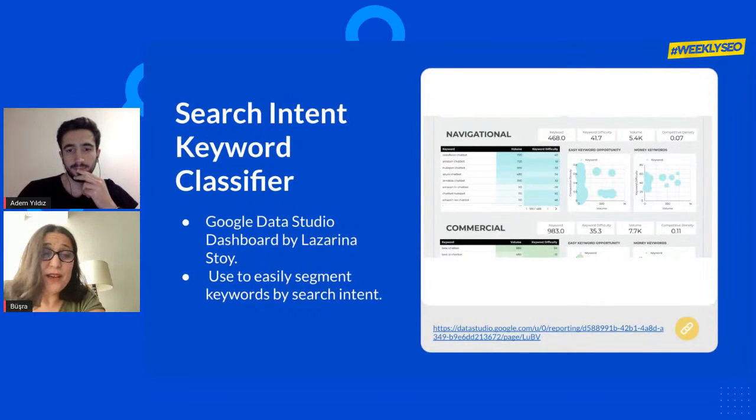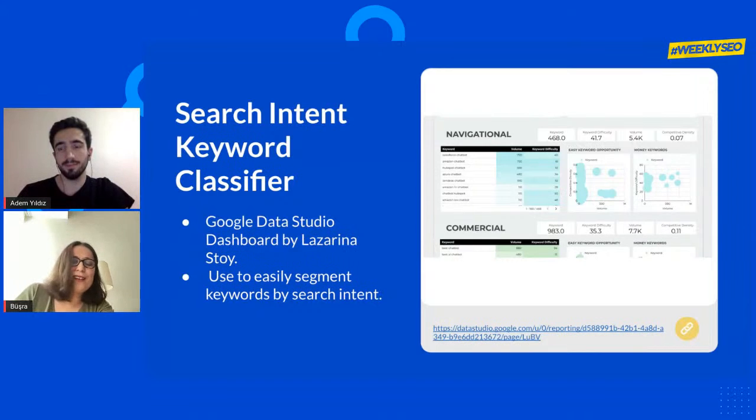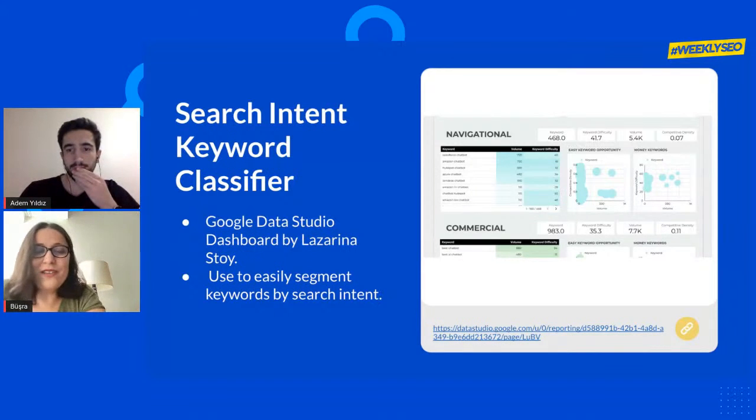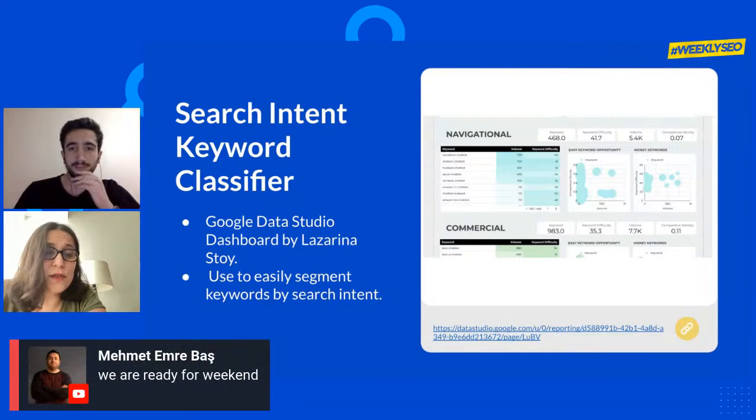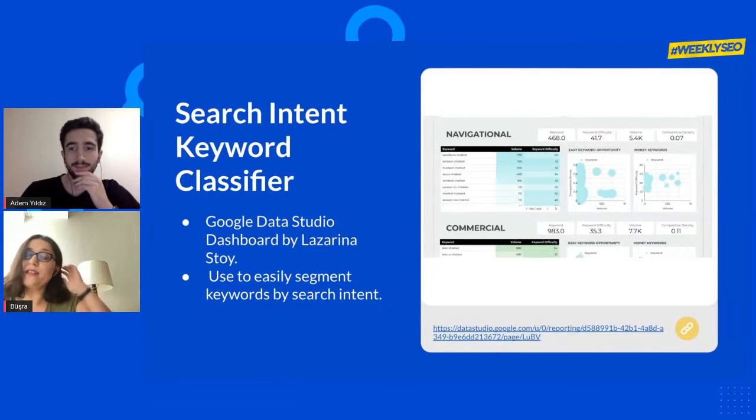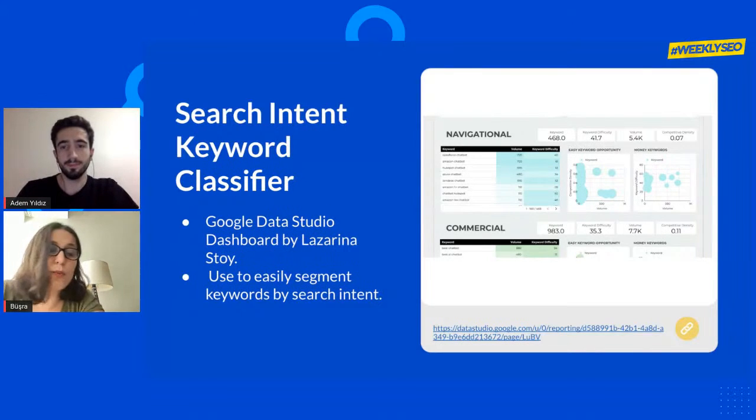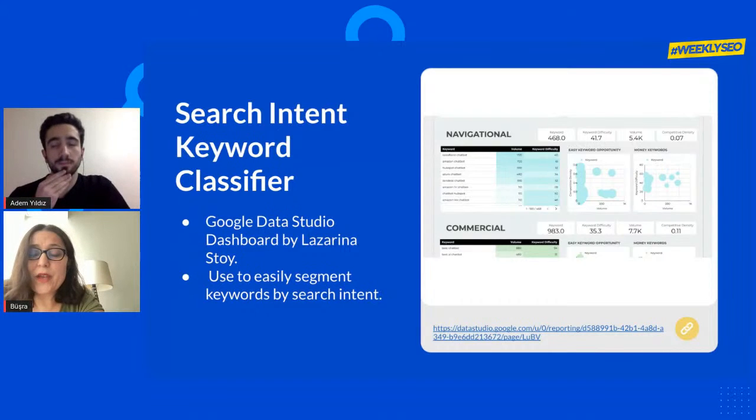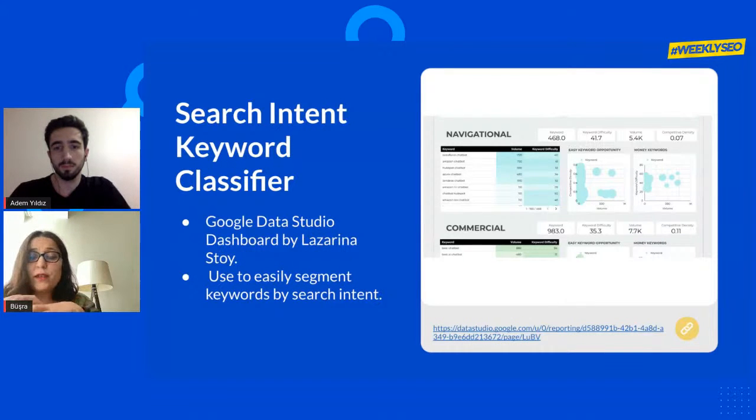So let's start with me, Adem. I'm going to start with a few SEO news because there are some interesting topics on the internet and on Twitter. One of them is the search intent keyword classifier. It's a Google Data Studio dashboard by Lazarina Stoy, and it helps you easily segment keywords by search intent. You can integrate it with SEMrush or Ahrefs, there's a detailed explanation of how to use it, and it's totally free.